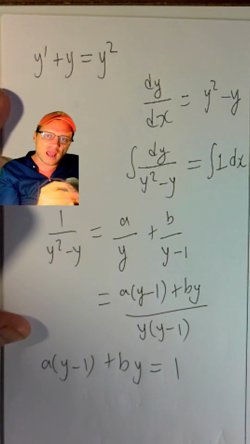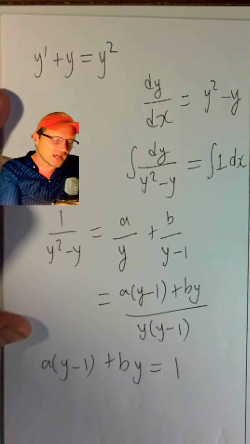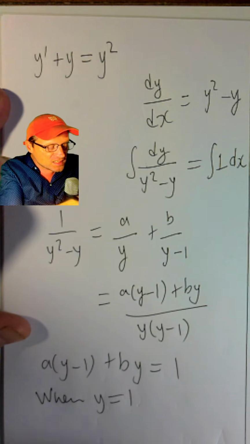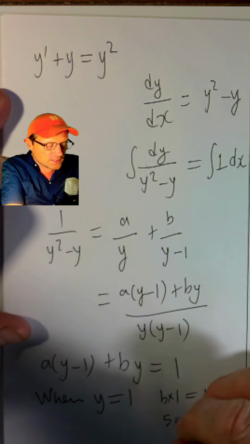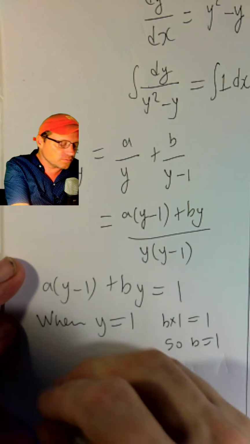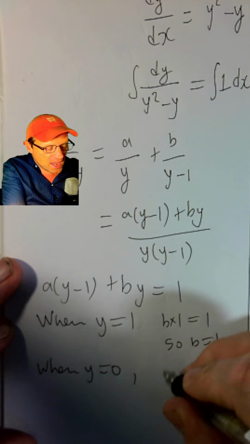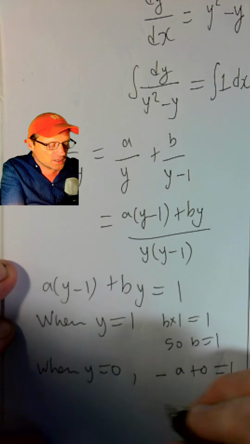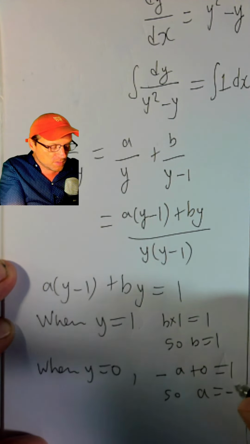To find the A and the B, what we can do is say when y is 1, this one vanishes, and so we have B times 1 is 1, and so B is equal to 1. Now, when y is equal to 0, this one vanishes, and we have minus A for this, plus 0 is 1, and so A is minus 1.